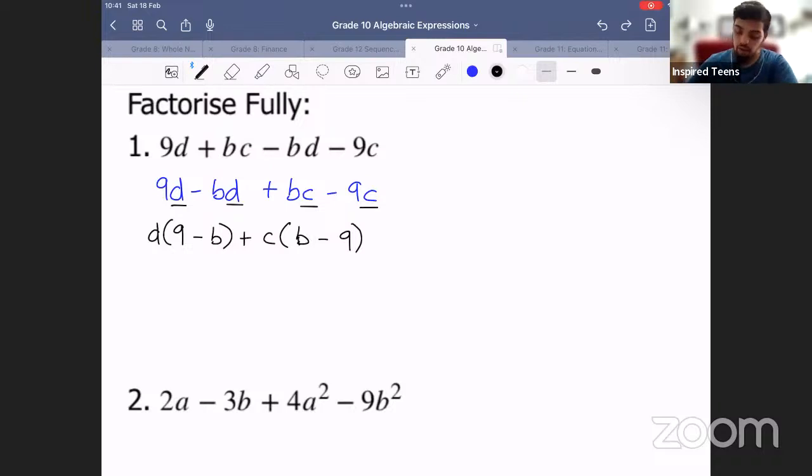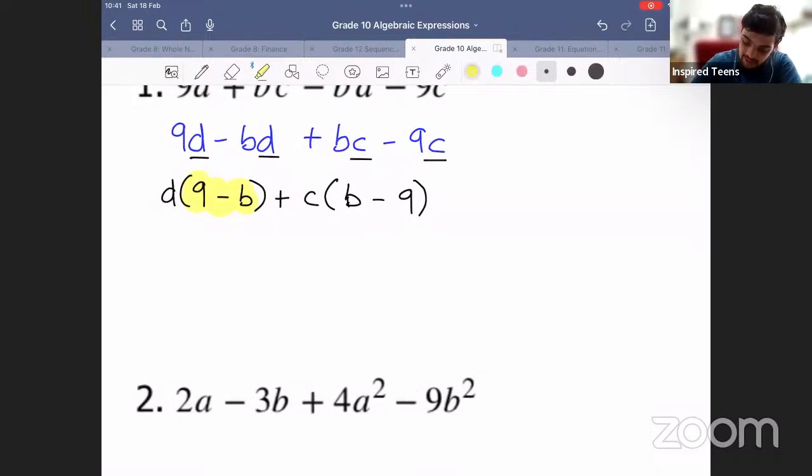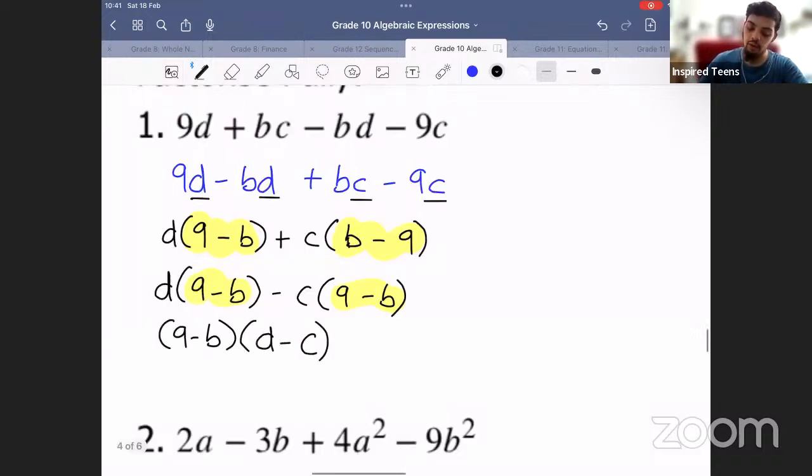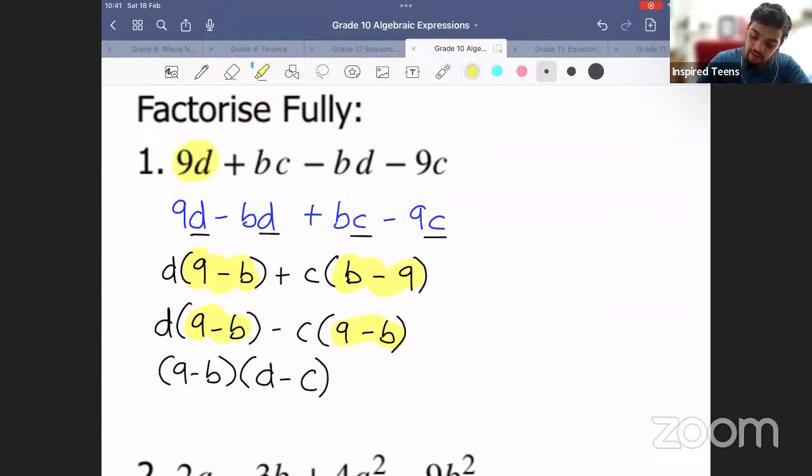Now it's sign change, because I noticed that I have brackets that are common, but not really common because the signs are opposite. So I know that I can change the signs. I change the middle sign and then swap this bracket, and now I have the common brackets. Now I can finally take that as a common factor. So 9 minus b is common, and I'm left with d minus c. If you were curious, if you had taken 9d and 9c as common and bc and bd, if you grouped it like that, it would still work.